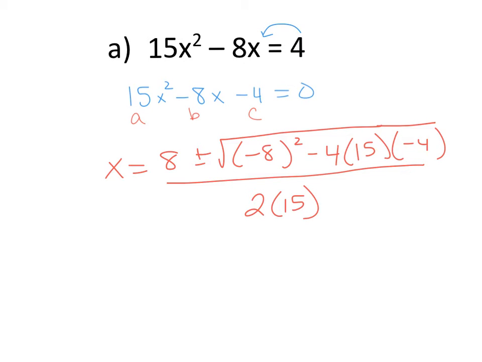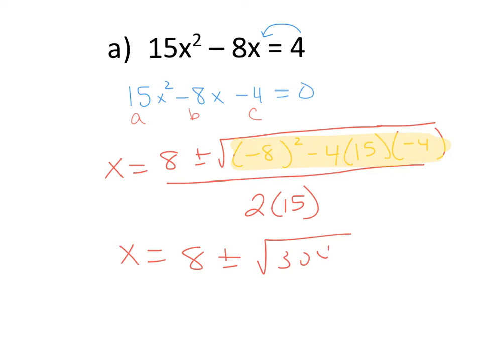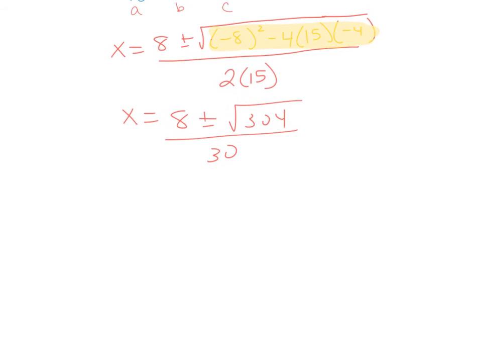All right, so now get those calculators out, and let's go ahead and type this guy in right away, and let's see if we can get to the right answer. So I've got negative 8 squared minus 4 times 15 times negative 4, and I end up with 304 there. So x equals 8 plus or minus the square root of 304 divided by 30. Okay? All right, now I got to put the square root of 304 in my calculator.